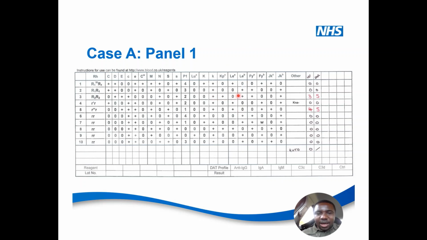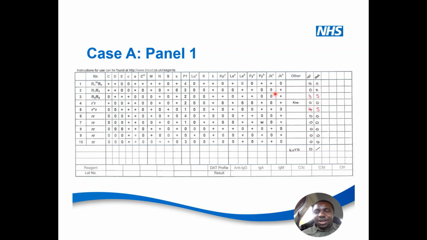Now, LUEA, okay? Positive on cell number 1, negative on the patient, you cancel. LUEB is positive on cell number 2, negative on cell number 2 of the patient, you cancel LUEB, okay? Now, FYA is positive on cell number 2, negative on cell number 2 of the patient, you cancel FYA. FYB is positive on cell number 1, negative on cell number 1 of the patient, you cancel FYB. JKA is positive on cell number 1, 0 on the patient result, you cancel JKA.